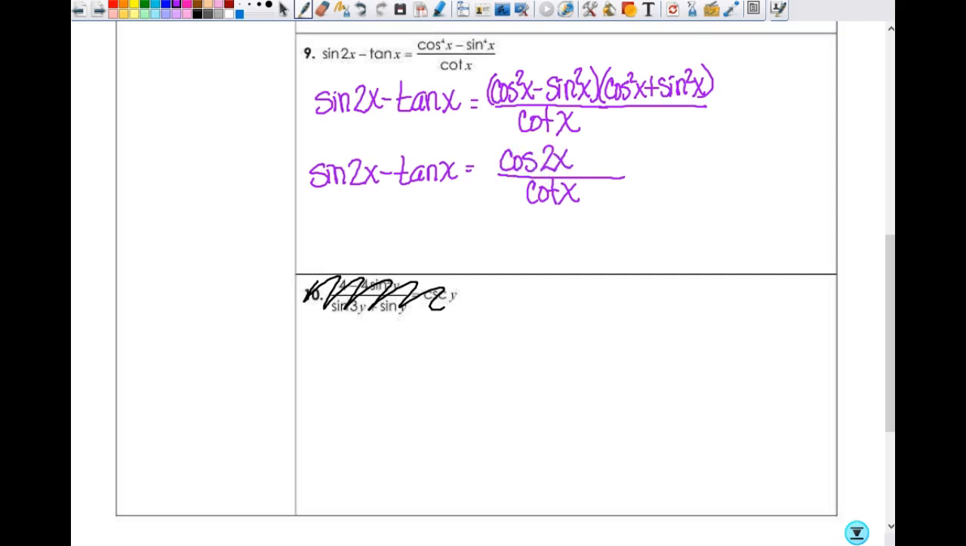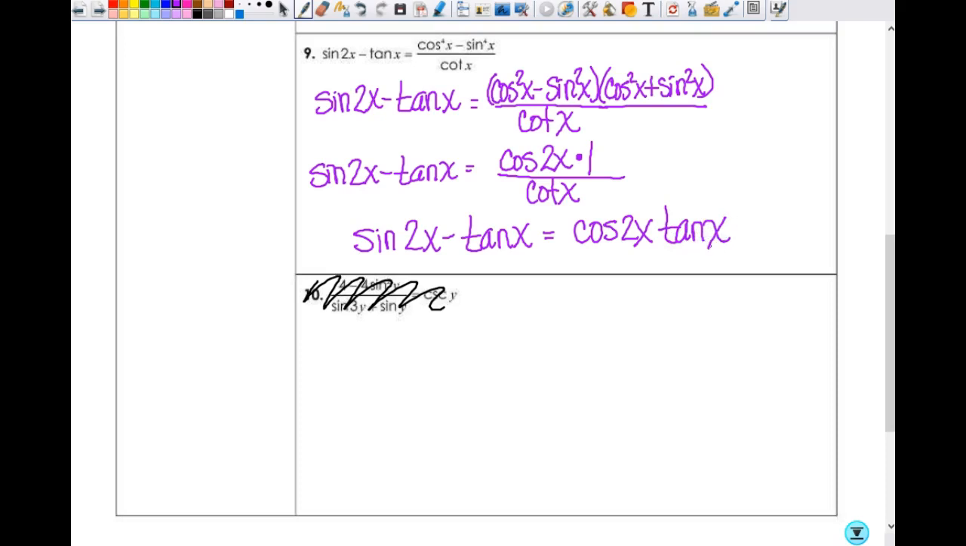All right, so what about cosine squared plus sine squared? That is 1. And this is multiplication. So this is like times 1, which means it really doesn't even do anything. Okay. So dividing by cotangent is the same as multiplying by what? Tangent. So I'm going to make this sine of 2x minus tangent x equals cosine of 2x times tangent of x.